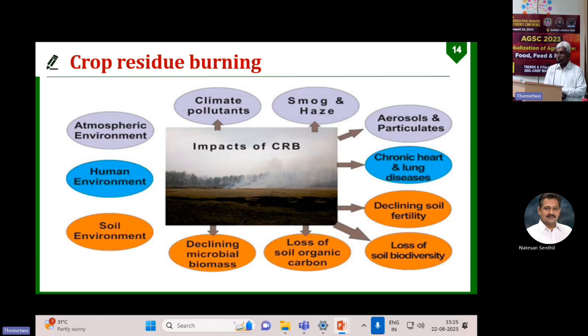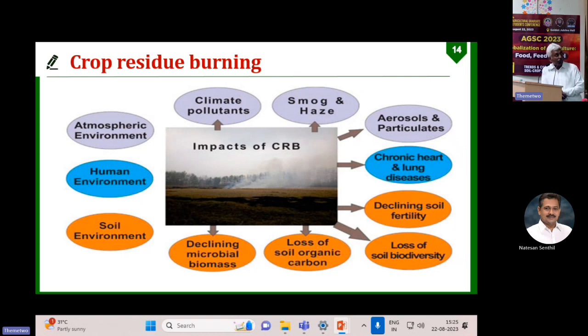Even our own education institutions are not maintaining the crop residues. In most cases, they go for burning. This burning will cause a lot of problems. If you take the soil environment, it reduces microbial biomass, loss of organic matter will take place, loss of soil biodiversity, declining soil fertility.